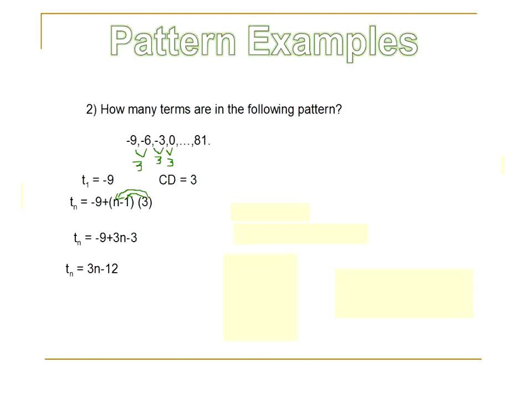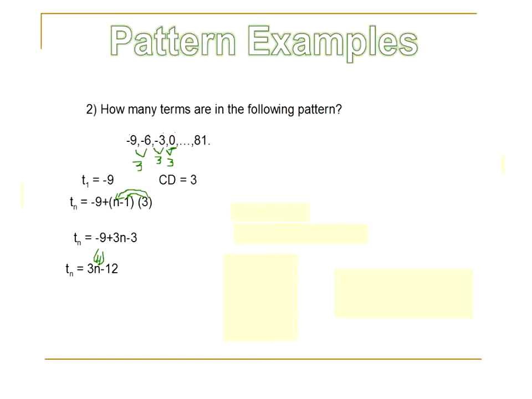So right now I have Tn equals 3n minus 12. I can test this out. I can put in n equals 1, 2, 3, 4. If I put in a 4 here for n, I should get a term value of 0 because that's what's in my pattern. And of course I do. 3 times 4 is 12, minus 12 is 0.